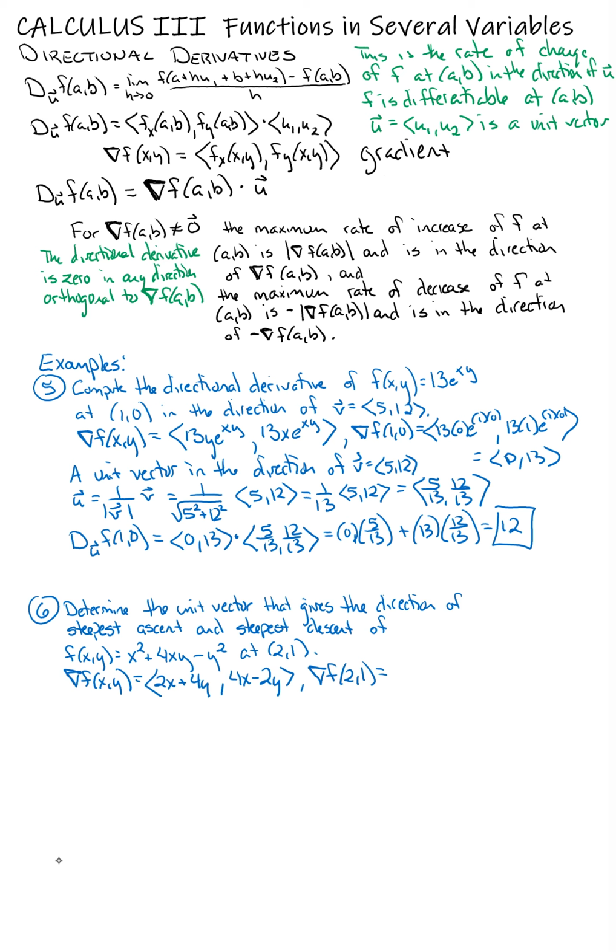So that gives us 2 times 2 plus 4 times 1 for the first component, and 4 times 2 minus 2 times 1 for the second component. Do all those computations and we end up with 8, 6. All right, now if this were just asking for a vector that gives us the direction of steepest ascent and steepest descent, well, this is the vector that gives us the direction of steepest ascent, and we would simply take its opposite to find the vector that gives us the direction of steepest descent.